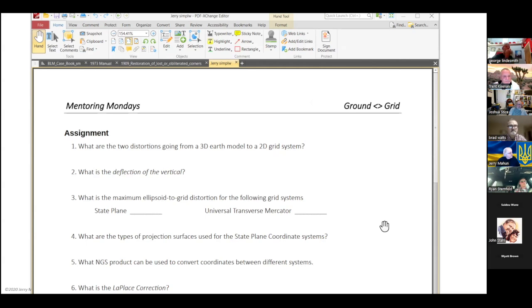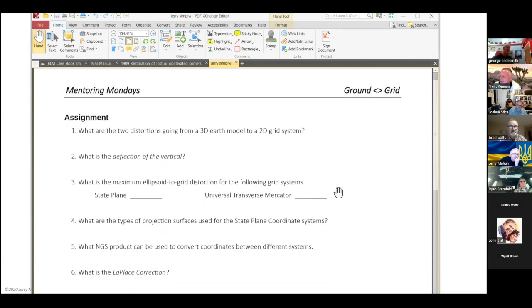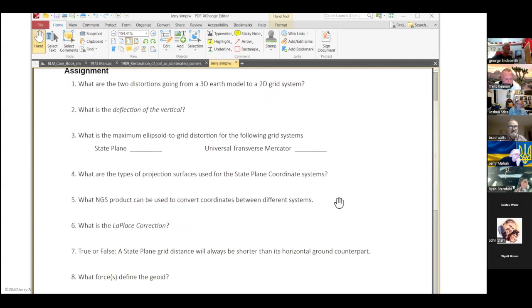Okay, everybody got an answer for the deflection of the vertical? The angle between the normal to the geoid and the normal to the ellipsoid. Right, yeah. Basically, it's how parallel the two surfaces are with respect to each other. Nice. What's the maximum ellipsoid to grid distortion for the following system? State plane? Remember what it is? 1 in 10,000. Very good. How about for UTM?